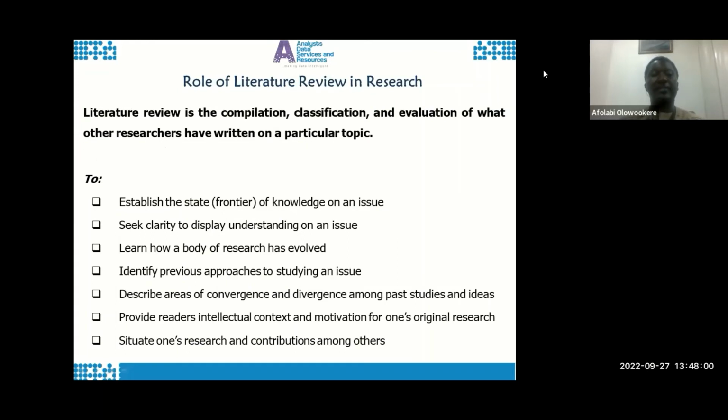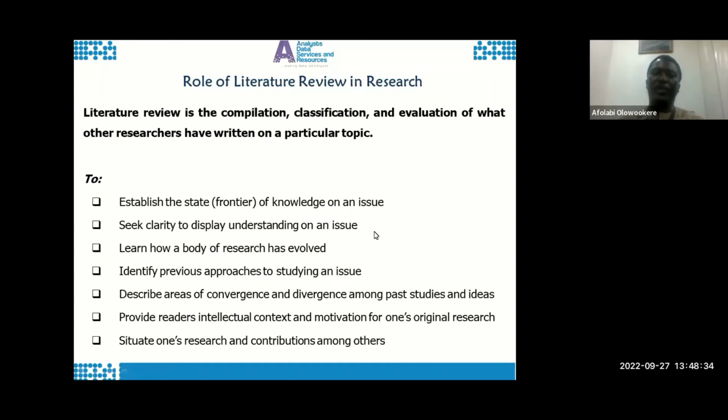Literature review is the compilation, classification, and evaluation of what other researchers have written on a particular topic. Whether you are doing academic research, which is often basic, or sometimes academic can be applied, or you are doing pure policy research or policy analysis. Policy analysis may not really do too much literature review, but for policy research, you will still do some literature review. It depends on the scope of the work.